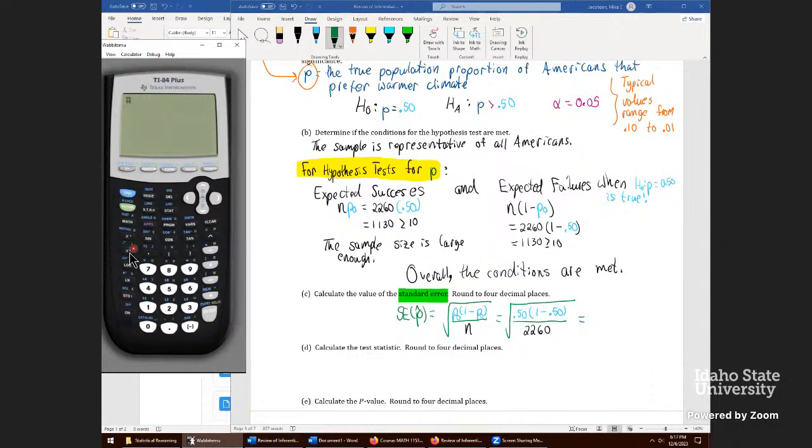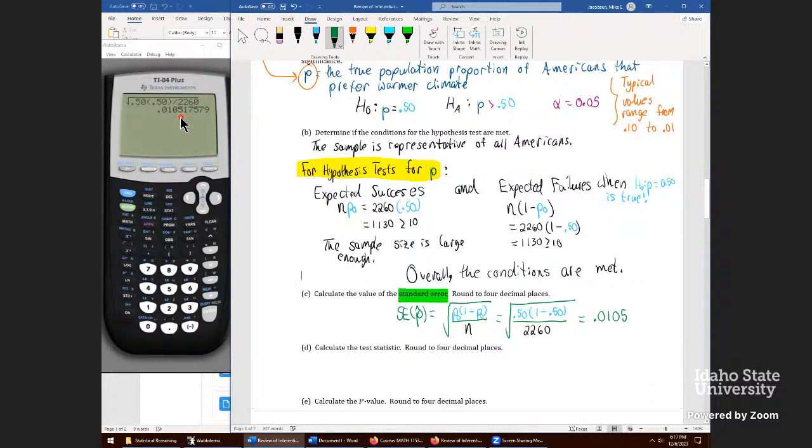For the calculator, hit second, power 2, then 0.50. 1 minus 0.50 is just 0.50 again, so we can save a little bit of time just doing that calculation there. Divide by 2260. And this standard error comes out as 0.0105. Let's double check. Yes, we want 4 decimal places, 0.0105.